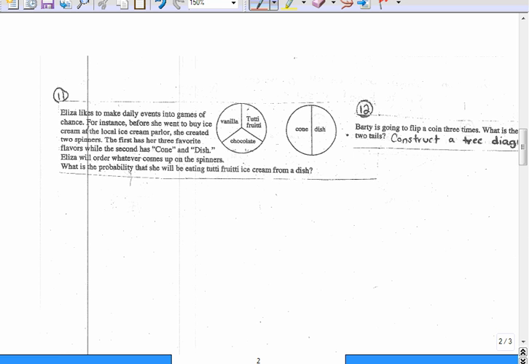Okay, problem number 11. Eliza likes to make daily events into games of chance. For instance, before she went to buy ice cream at the local ice cream parlor, she created 2 spinners. The first has her favorite flavors, while the second has cone and dish. Eliza will order whatever comes up on the spinners. What is the probability that she'll be eating Tutti Frutti ice cream from a dish?